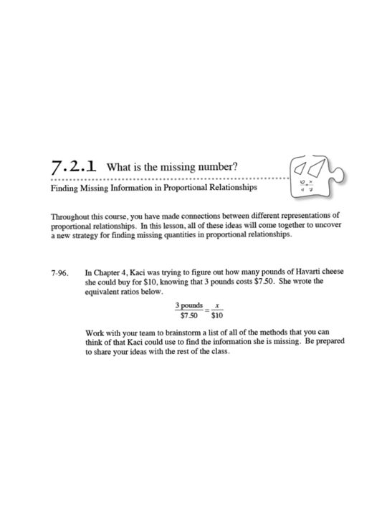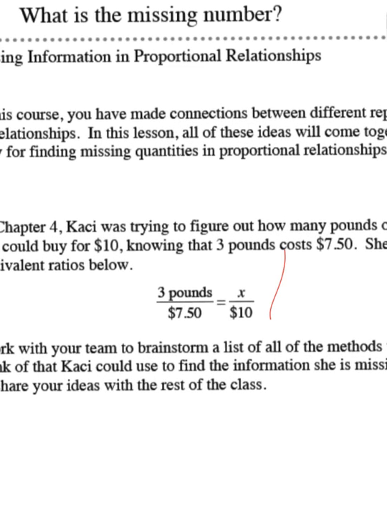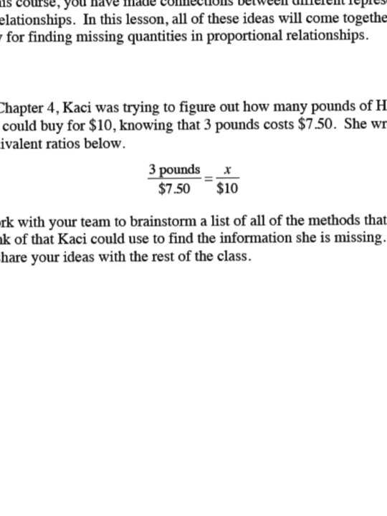It says Casey was trying to figure out how many pounds of Havarti cheese she could buy for $10, knowing that 3 pounds cost $7.50. And she already set up her ratios below. Now, for this problem, there are multiple ways to solve it. If we were in school, we would give you some time to work through this in your groups and see what you could come up with. Since we're not, we're just going to jump on in.